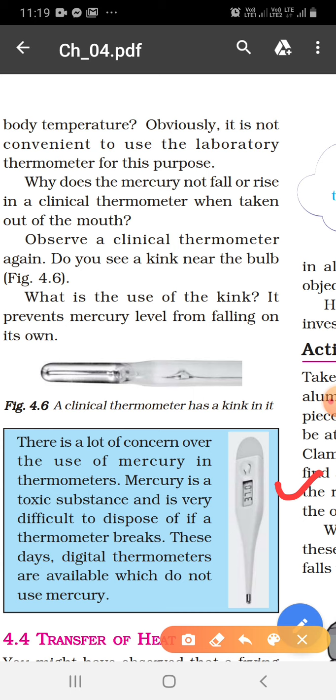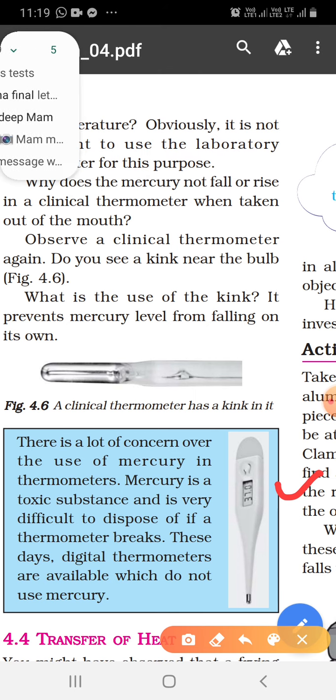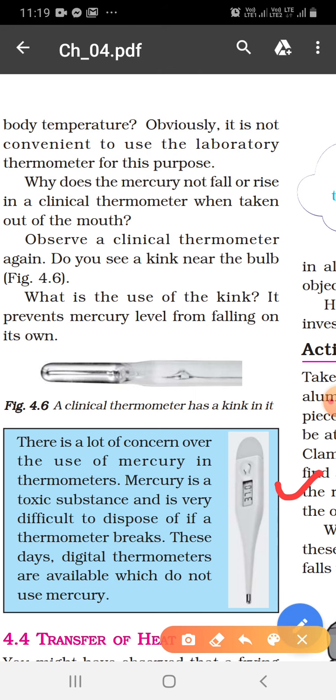Now today we have discussed the different thermometers we use to measure temperature. Today we will send you a PDF file of this lesson, heat. You have to go through that PDF file also. All of you will be able to understand the topics.